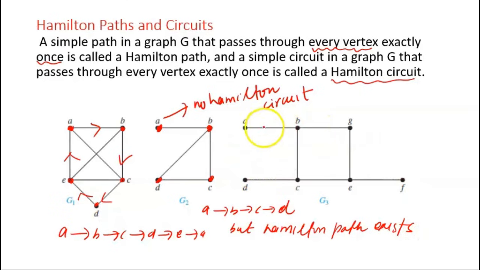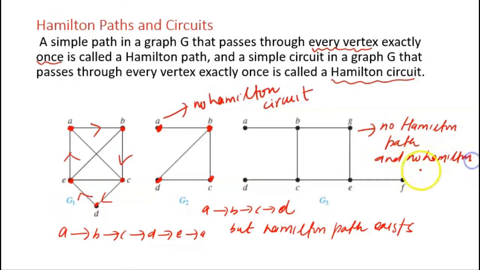I leave this for you to verify that G3 does not have a Hamilton path. So here I am saying no Hamilton path, and also no Hamilton circuit is present in this graph. And the reader, or the student watching the video, should try to verify this, that there is no Hamilton path and no Hamilton circuit present in this graph. Okay, so now let us move to the next.